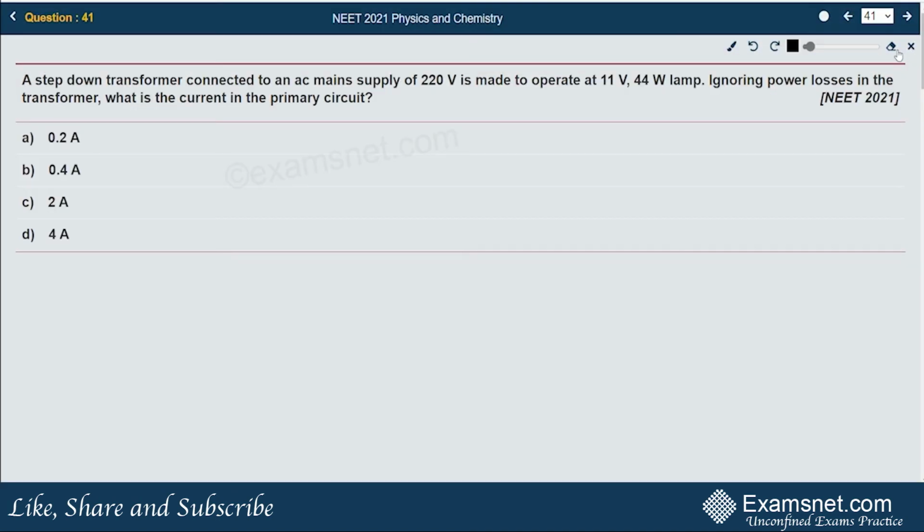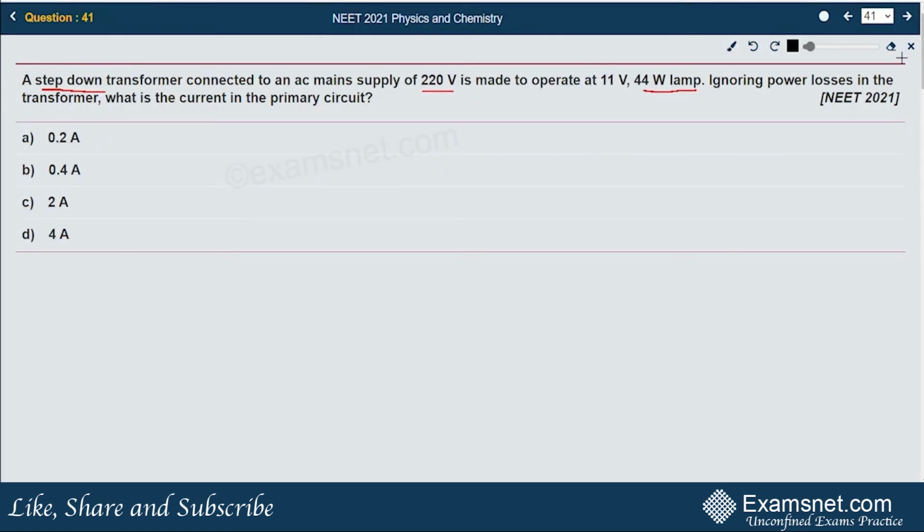Now question number 41 is from the chapter Alternating Current, and the question is: a step down transformer connected to an AC main supply of 220 volt is made to operate at 11 volt a 44 watt lamp. Then ignoring the power losses in the transformer, what is the current in the primary circuit?